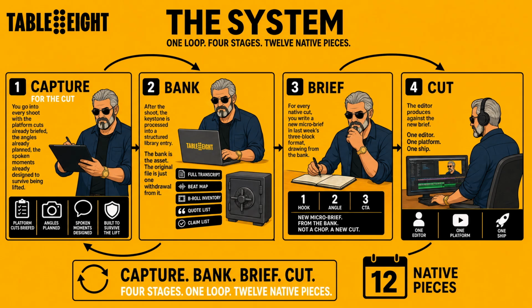Stage 3, brief. For every native cut, you write a new micro brief in last week's 3-block format, drawing from the bank. Not chopping the long one, writing a new short one from the bank. Stage 4, cut. The editor produces against the new brief. One editor, one platform, one ship. Capture, bank, brief, cut. 4 stages, one loop, 12 native pieces.